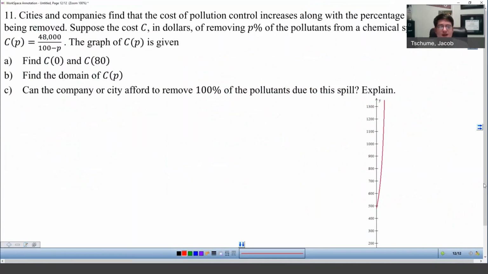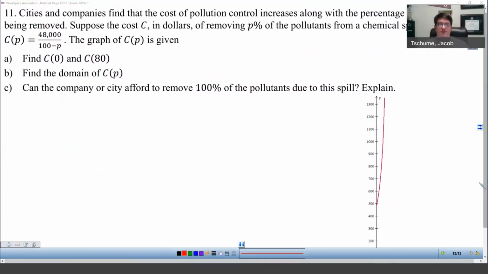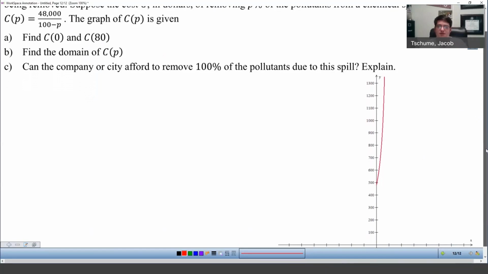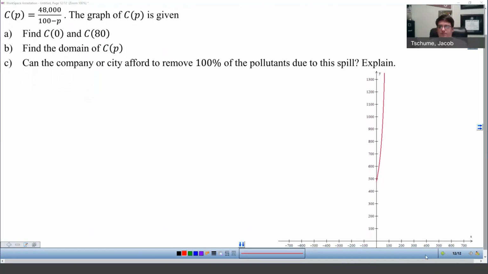All right, and then last but not least, I want to do a word problem to end this video on. So let's look at number 11 here. It says cities and companies find that the cost of pollution control increases along with percentage of pollutants being removed. Suppose that the cost in dollars of removing P% of pollutants from a chemical spill is given by C of P, which is 48,000 over 100 minus P. The graph of C of P is given. So it's down here on your screen now.